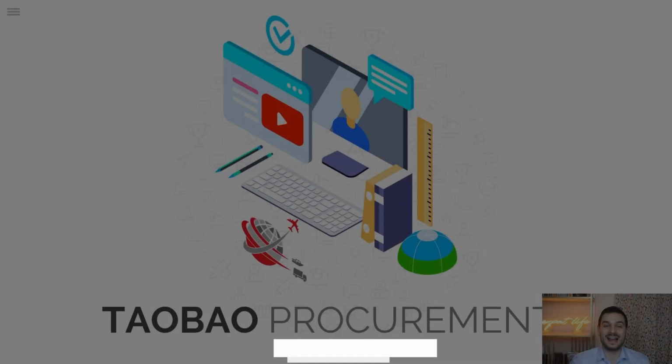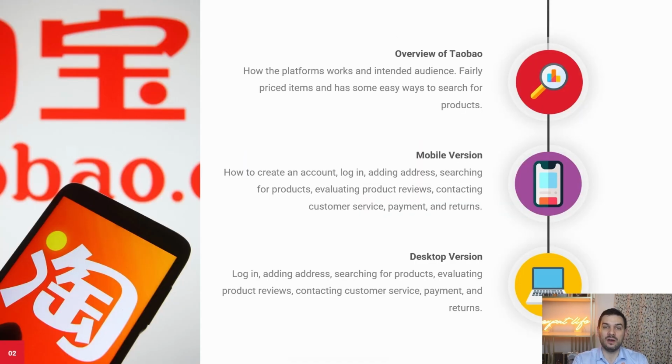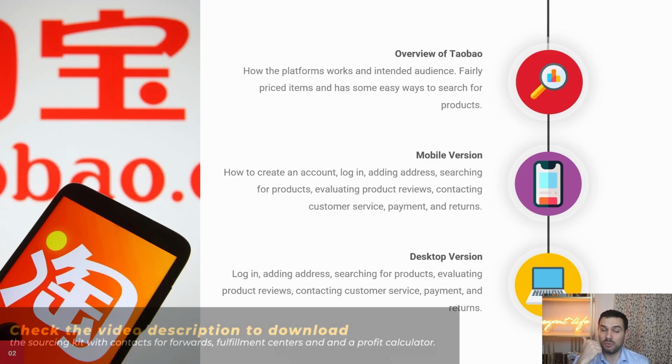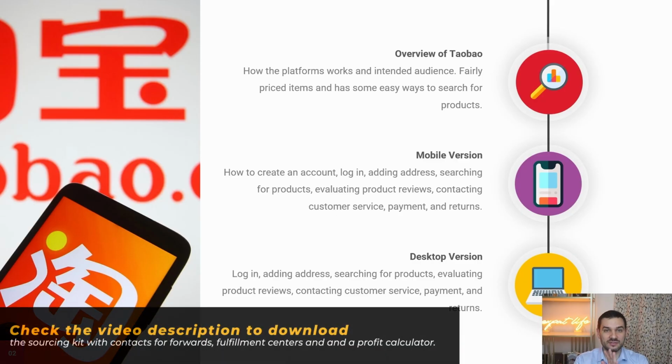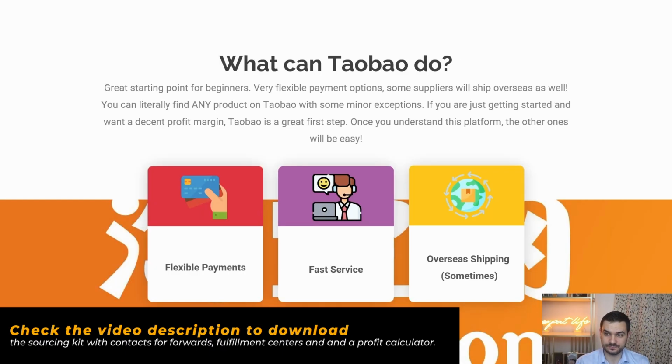So now you're ready to actually start the procurement process. And the first platform I want to introduce you to is Taobao. What we're going to learn in this lesson is an overview of Taobao, what it can do, how to use its mobile version, and how to use its desktop version. Each of them has its own perks, so it's good to know the difference between the two. I personally prefer the mobile version at first, and then once you get the hang of the processes, you can change to the desktop version.